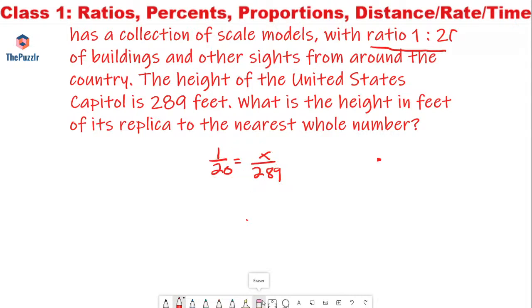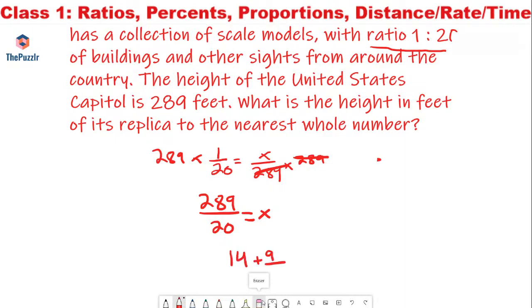But here we're just going to multiply both sides by 289. 289 cancels here, and we also multiply on this side, and we're left with 289 over 20 is equal to x. Making sense so far? Okay, so 289 over 20 is equal to 14 plus 9 over 20. You might realize that 20 goes into 280, but 9 over 20 is going to be the extra leftover. And this is equal to the value of x.